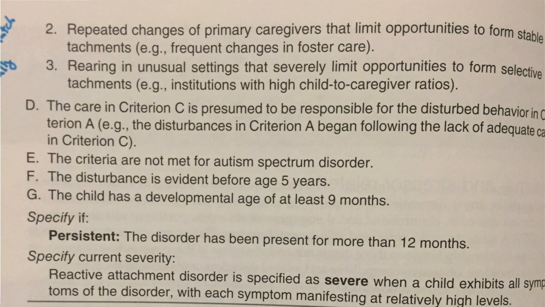D. The care in criterion C is presumed to be responsible for the disturbed behavior in criterion A. E. The criteria are not met for autism spectrum disorder. F. The disturbance is evident before age 5. G. The child has a developmental age of at least 9 months.